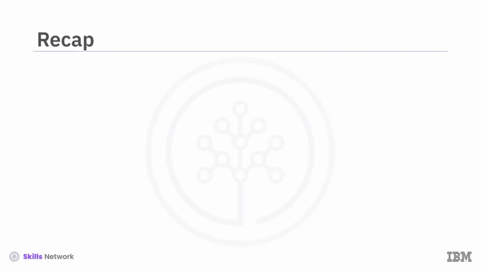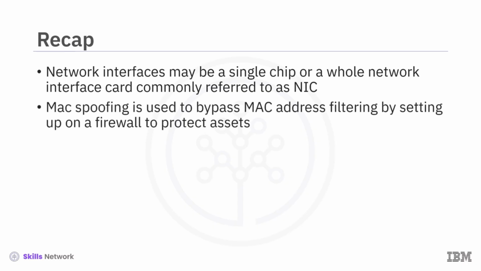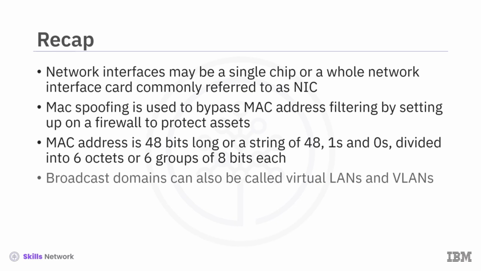In this video, you learned that network interfaces may be a single chip or a whole network interface card, commonly referred to as a NIC. MAC spoofing is used to bypass MAC address filtering set up on a firewall to protect assets. A MAC address is 48 bits long, or a string of 48 ones and zeros, divided into 6 octets, or 6 groups of 8 bits each. Broadcast domains can also be called virtual LANs or VLANs.